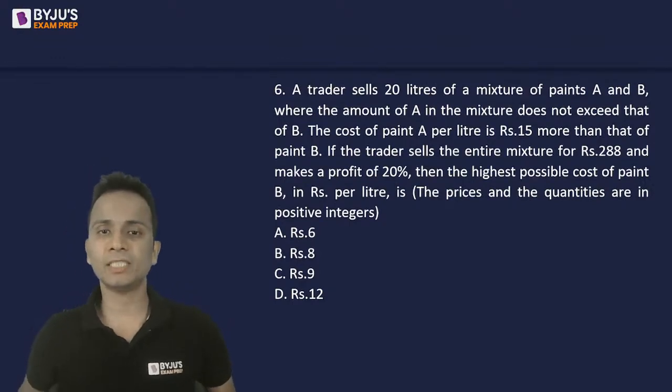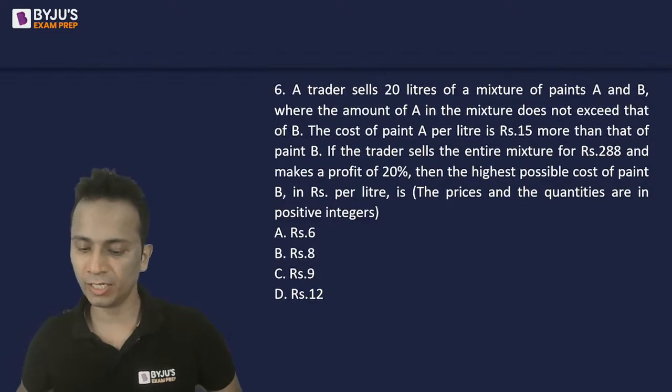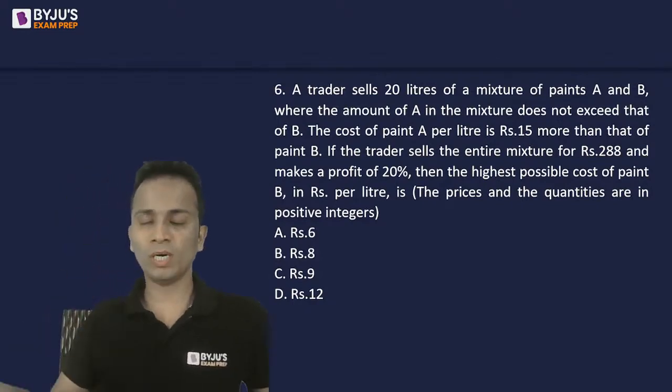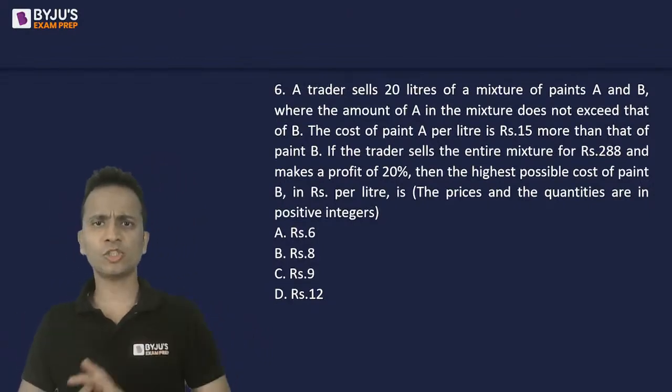Prajwal says 8. 8 can be the highest possible cost of paint B in liters. San says 12. All right. So two answers already. Let's solve this.